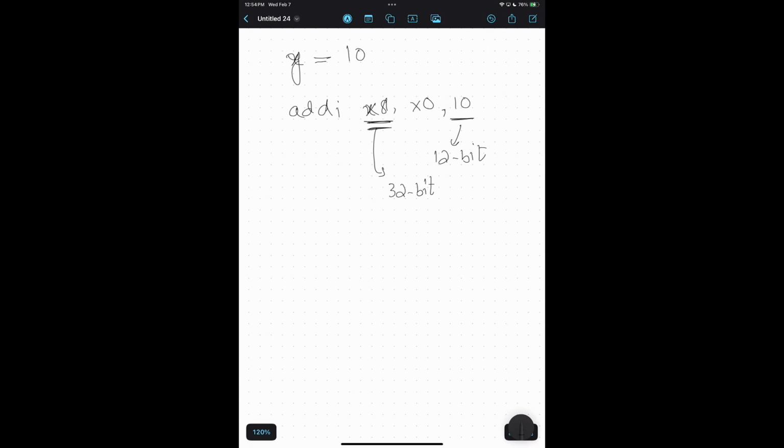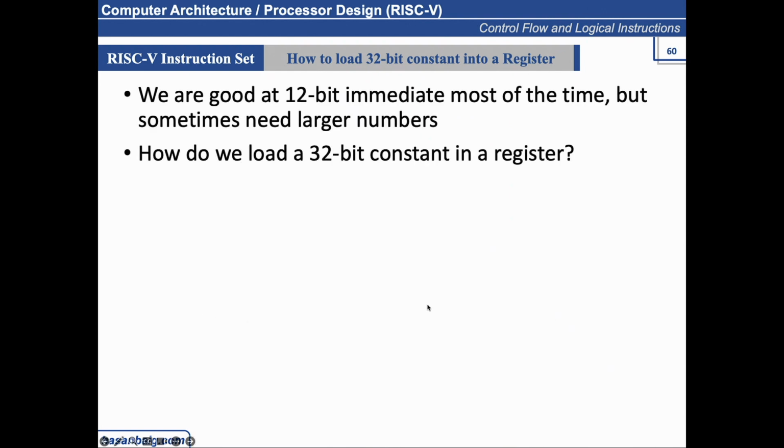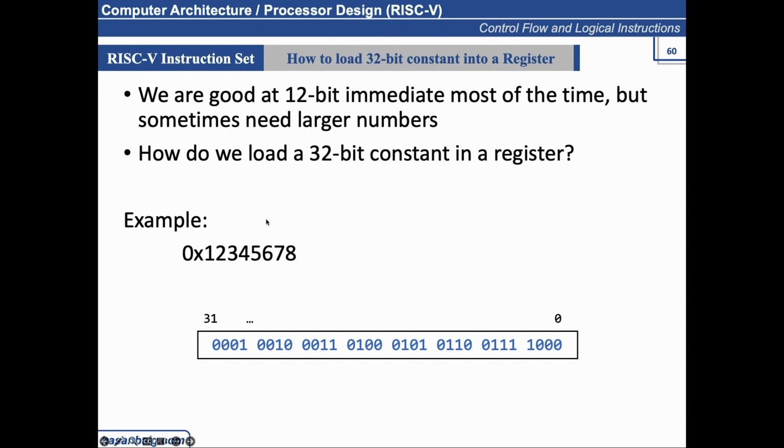We haven't studied this, so we are going to study it. There is a separate instruction for that. For example, we have to load 1 2 3 4 5 6 7 8, which is represented in hex. So this is a hex value. One corresponds to the leftmost 4 bits, then 2 3 4 5 6 7 and 8. This entire value is supposed to be loaded in a 32-bit register, and the value is also 32-bit.